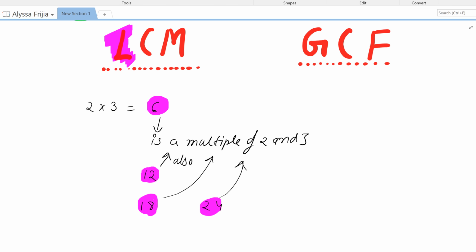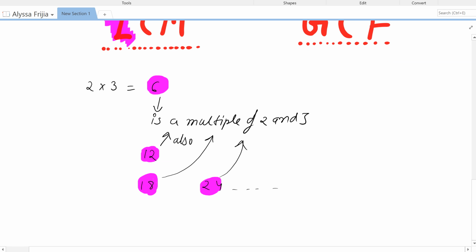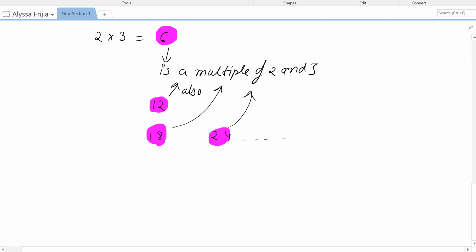So now we know that that's the least common multiple. We have 6, 12, 18, 24, and so on. So we learned that these are multiples, and we have too many multiples for 2 and 3. There are many numbers which will be divisible by both of these numbers, right? But the least is 6. Now let's do a couple more questions, and we will do the GCF later on.